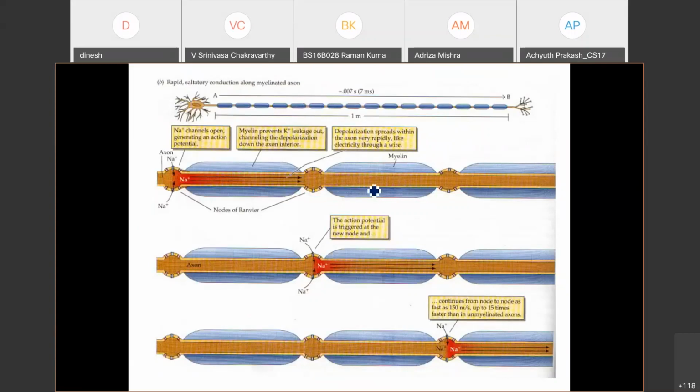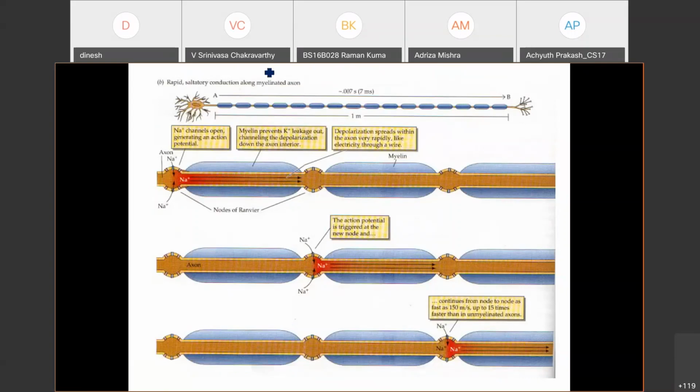So if you look at it in slow motion, it looks as if the signal propagates fast under the myelin sheath, slows down a little, propagates fast again, slows down again. So it looks as if it is jumping from one node of Ranvier to the next node of Ranvier. It's more like a poetic way of describing this propagation.